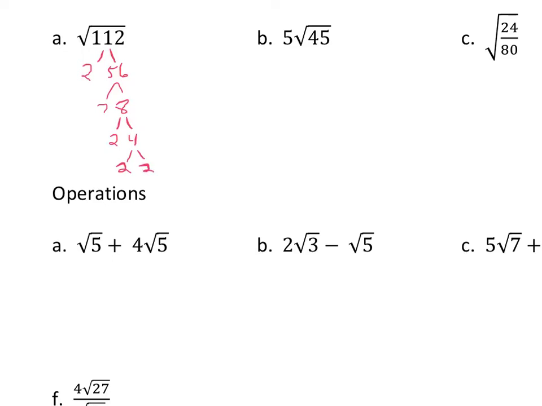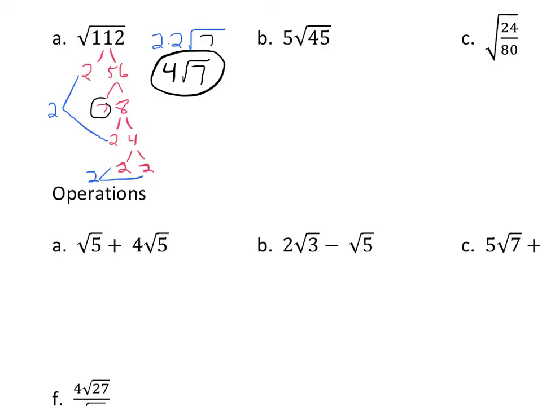Now if you remember, for every pair of numbers inside a radical, you can pull those out. So we would have 2 times 2 on the outside. On the inside, we would still have a 7. So on the outside, we officially have a 4 and 7 on the inside.